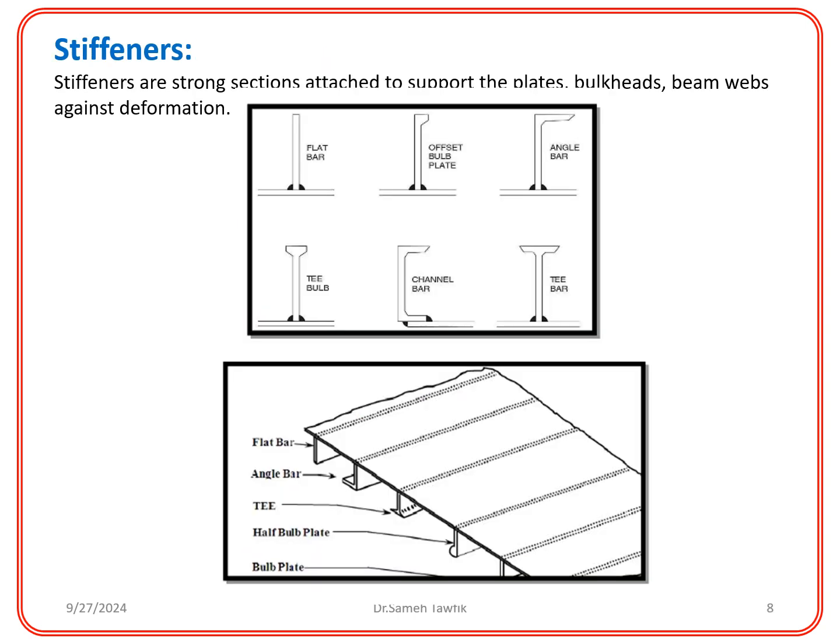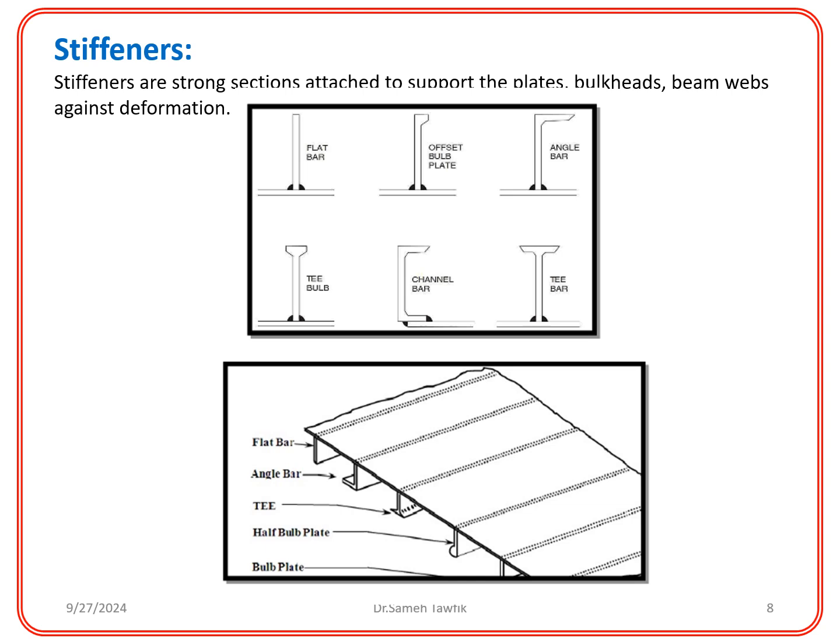Now that we've discussed the main components of a ship's structure, let's talk about the elements that reinforce and support these components. These are called stiffeners. Stiffeners are strong sections attached to plates, bulkheads, and beam webs to prevent them from bending or deforming under the stresses of the ship's operation. They're like the ribs of the ship, providing additional strength and rigidity.